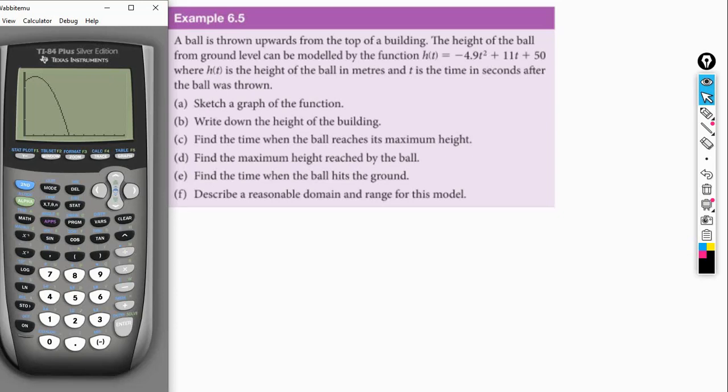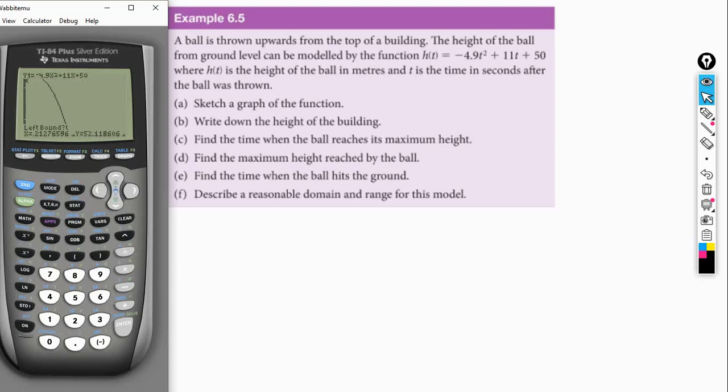For C, find the time when the ball reaches its maximum height. For that, we can use the calculate function. So second, calculate, and we want to use number 4, which says maximum. Then it'll say left bound, so make sure you have the cursor to the left of what you think is the maximum height. Notice that we're to the right, so we need to switch to the left-hand side of where we think the maximum is.